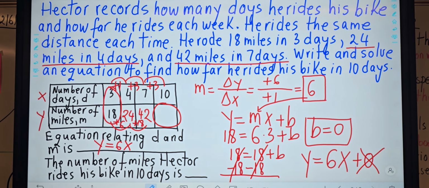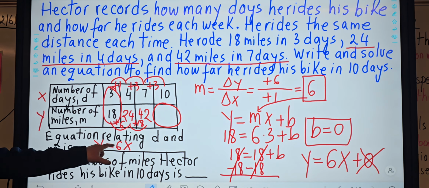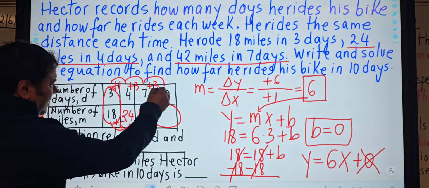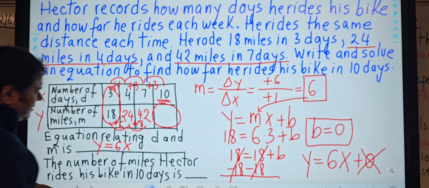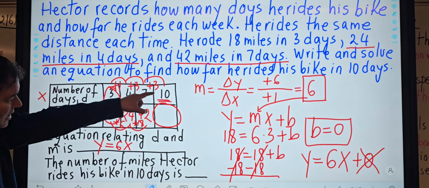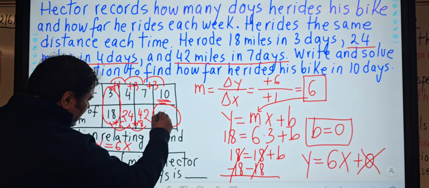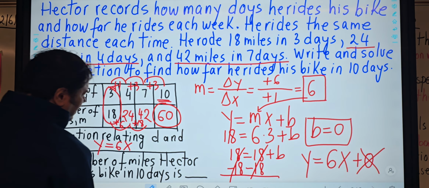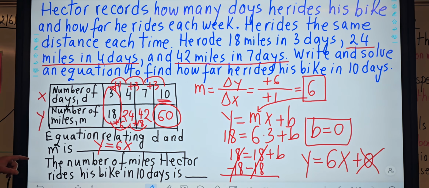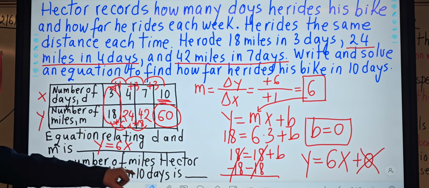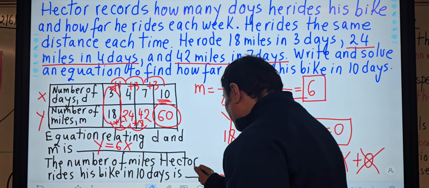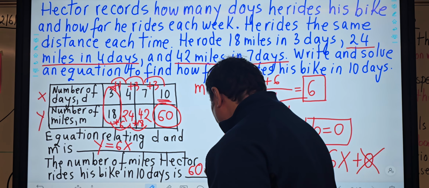And let's see if we can find the answer now, looking at the equation. Our y, which is our unknown, is going to be 6 times the x, which is 10. So 6 times 10 is 60. So we got our answer: the number of miles Hector rides his bike in 10 days is 60 miles.